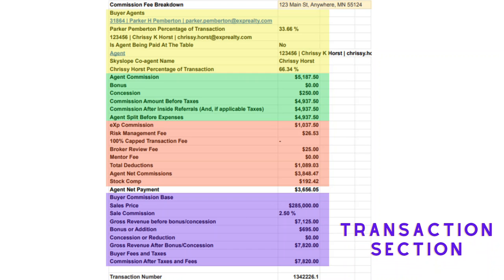And then that last section at the bottom is kind of the recap of everything that happened within the deal. The sales price, the commission percentage, if there's a broker admin fee, all of those kind of aspects are down there. If you had a referral fee that you were also paying out for a lead, you would see that down below, right above that transaction number, which is the identifier within your EXP enterprise portal, if you were going to look it up that way.